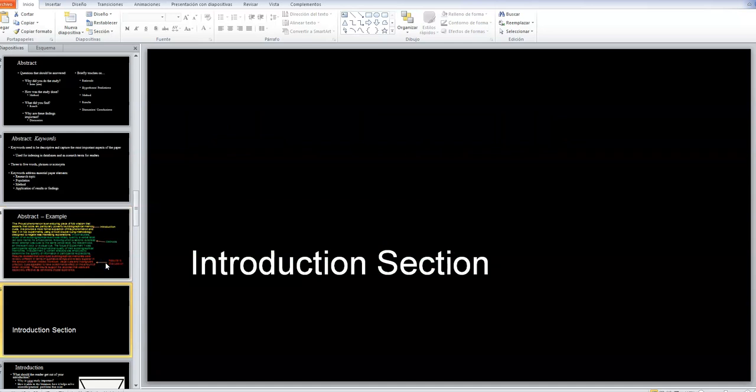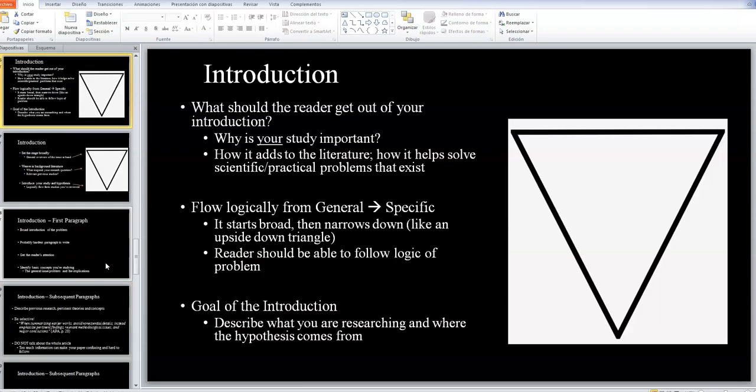Let's talk a little bit about the introduction. There are a couple of things that stand out, and I do want to make a big emphasis on them. The introduction should address some major questions, such as why is your study important? How is it adding to the literature that already exists on that topic?